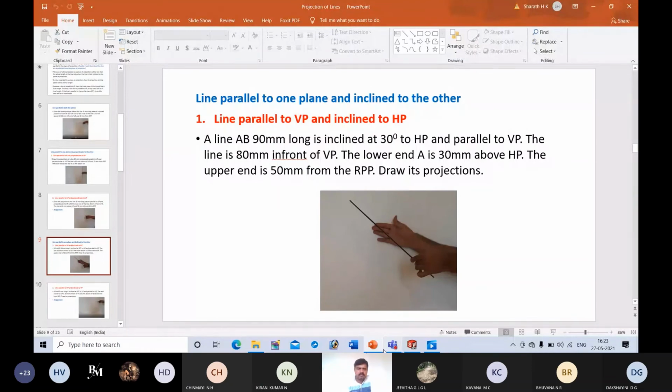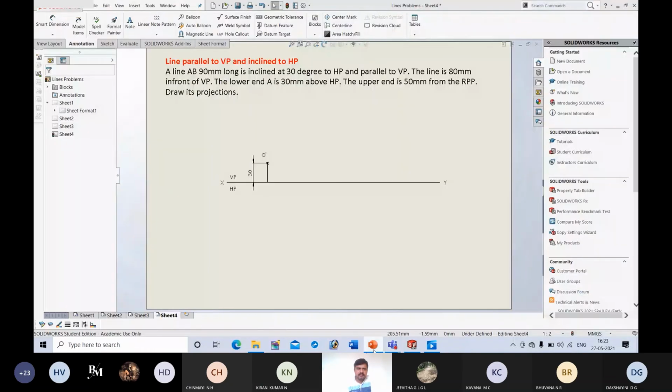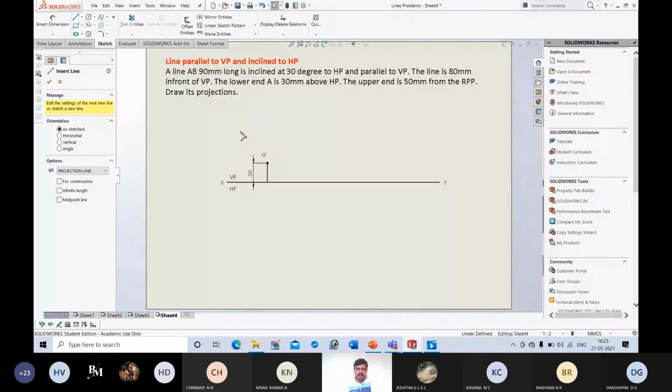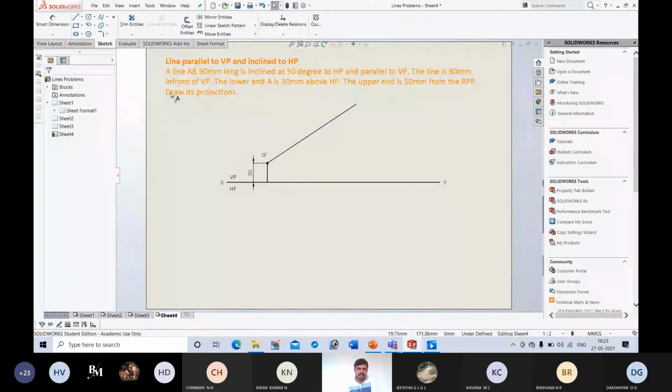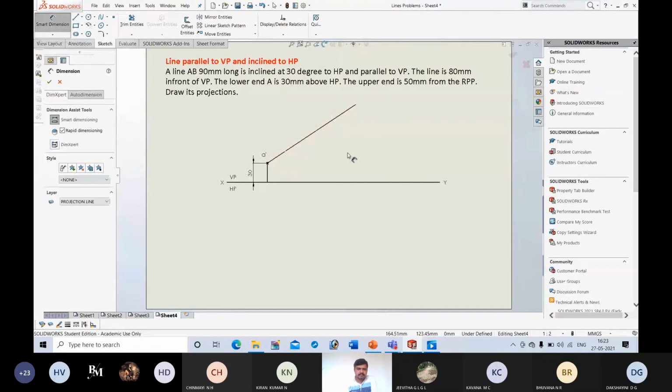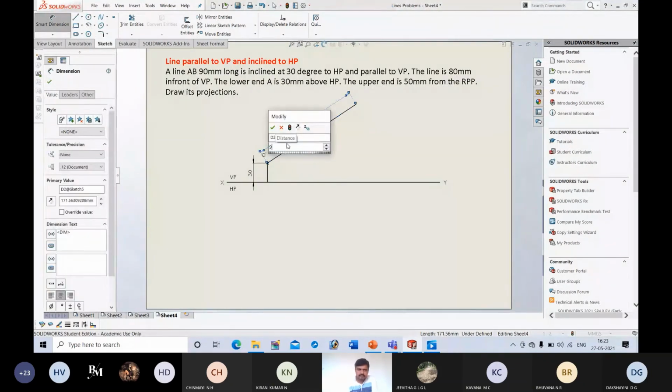In the front view it will look like an inclined line having 90 mm length and inclination 30 degree. This is 90.